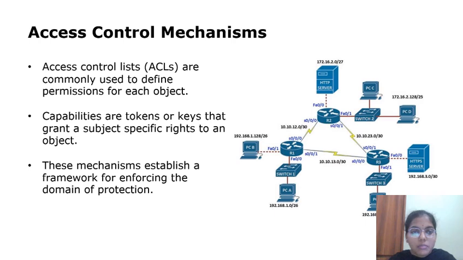Access control mechanism. Access control lists, ACLs, are commonly used to define permissions for each object. Capabilities are tokens or keys that grant a subject specific rights to an object. These mechanisms establish a framework for enforcing the domains of protection.